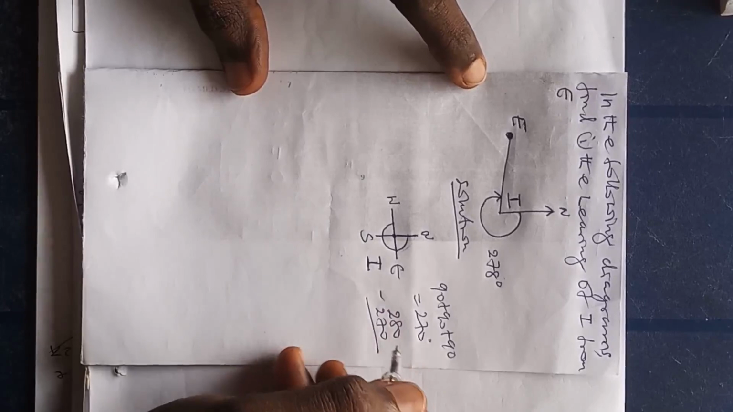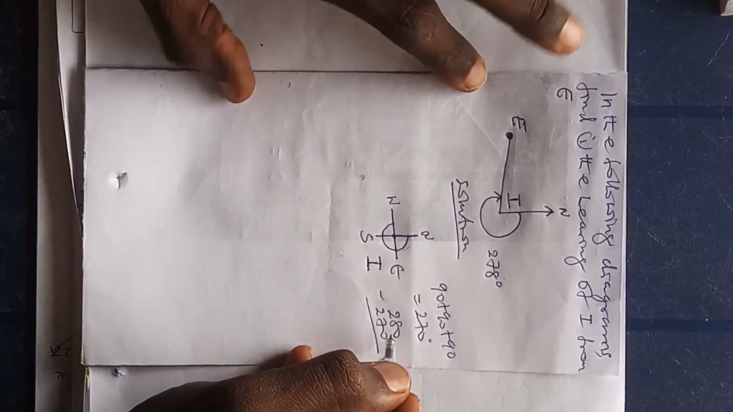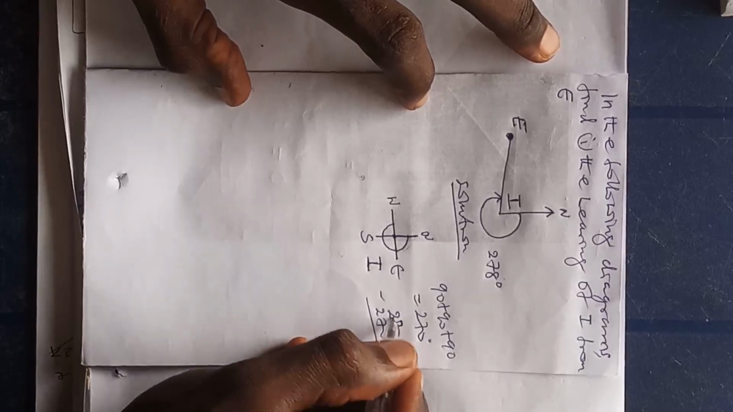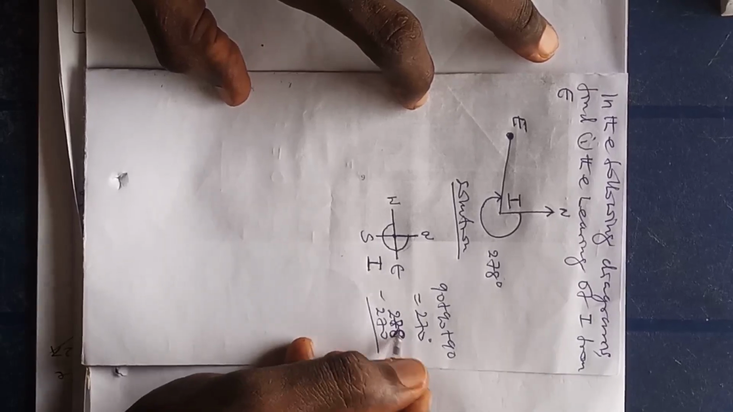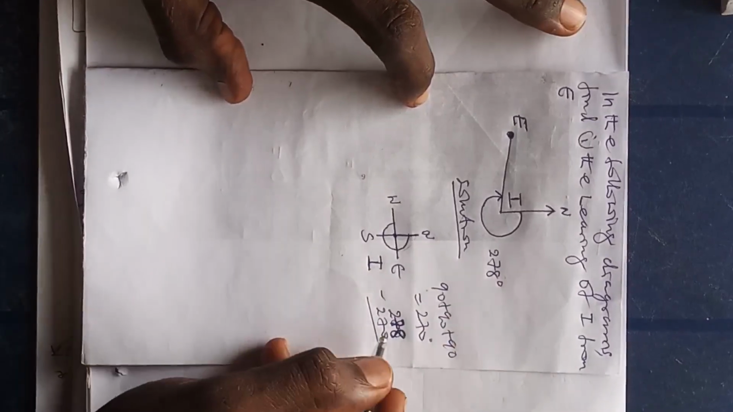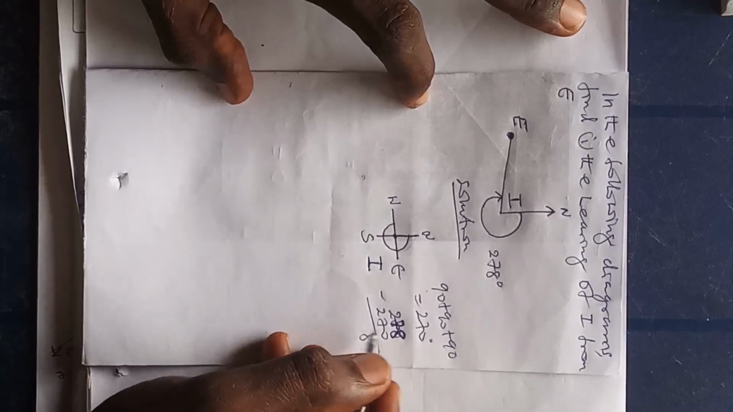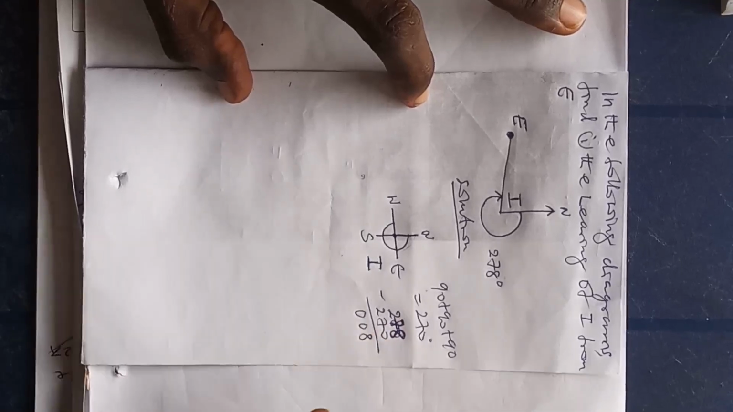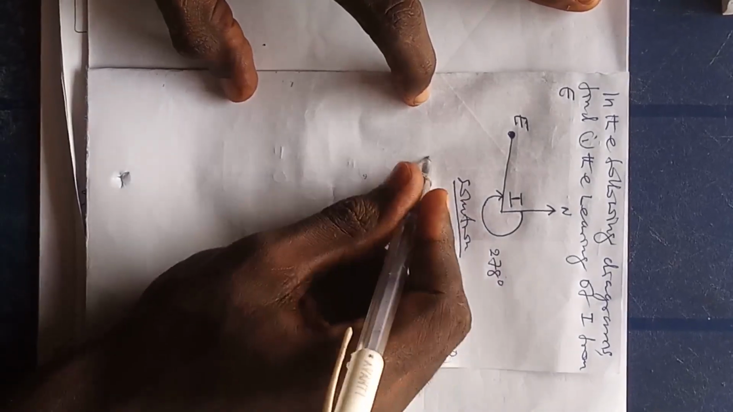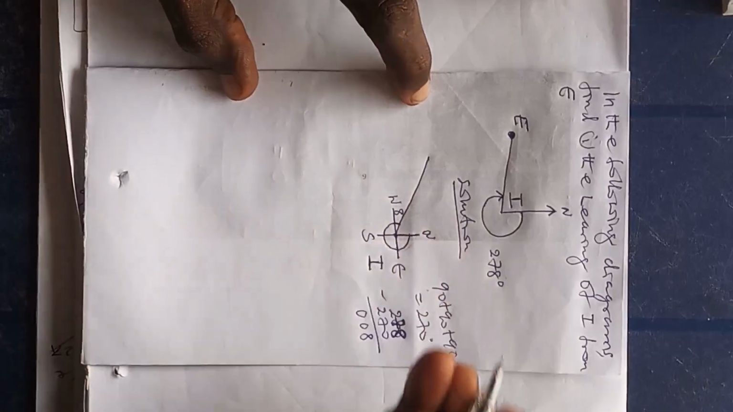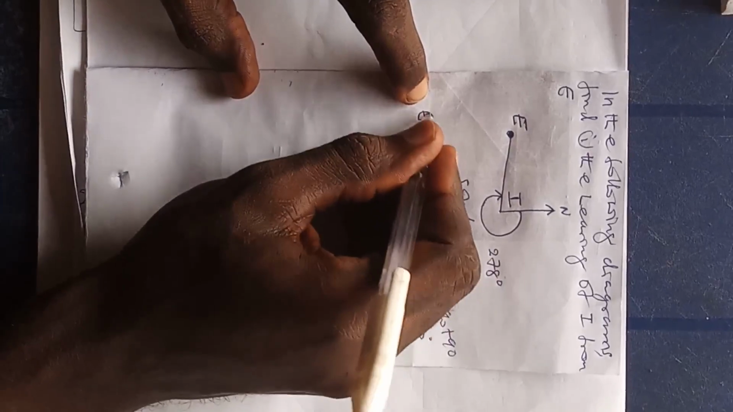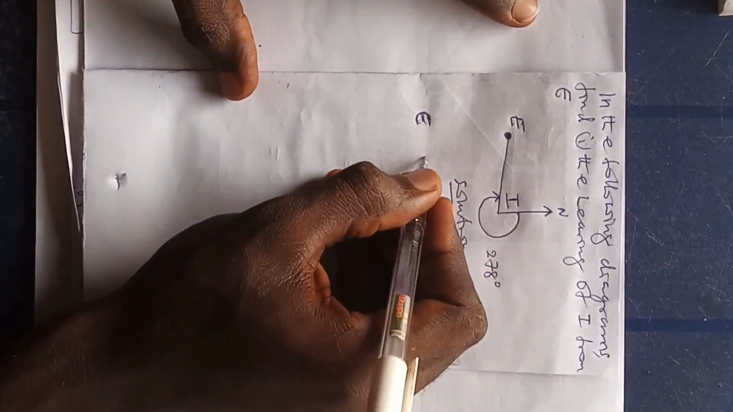That will be 278 degrees minus 270 degrees. So 8 minus 0, 8, 7 minus 7, 0, 2 minus 2, 0. So we have an extra 8 degrees here. Where this very point is now, that is where we have our E. This is where our E is, this very point here.